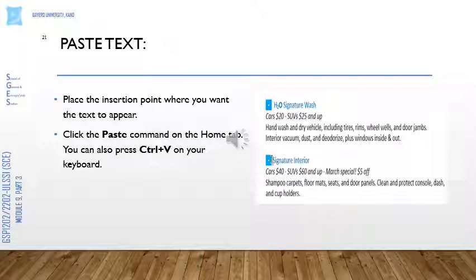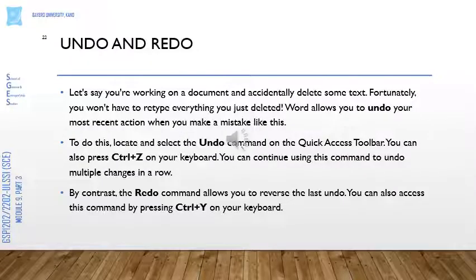When we get to the part of the text on the Microsoft Word we want to paste it on, we click on the mouse there and either we Control V or we right click on our mouse and we see a paste. We can paste it there. The next we'll be talking about is the undo and the redo.